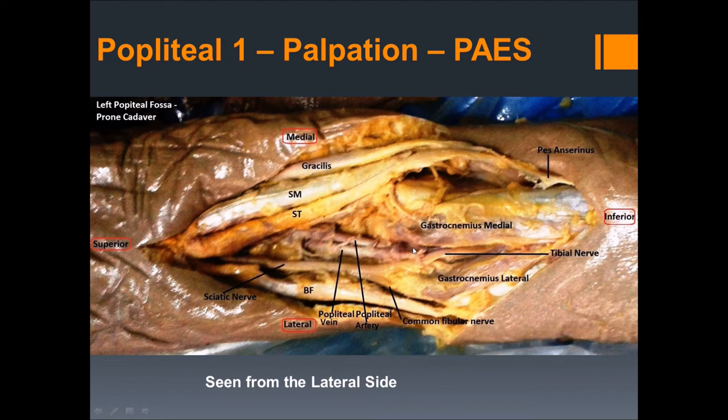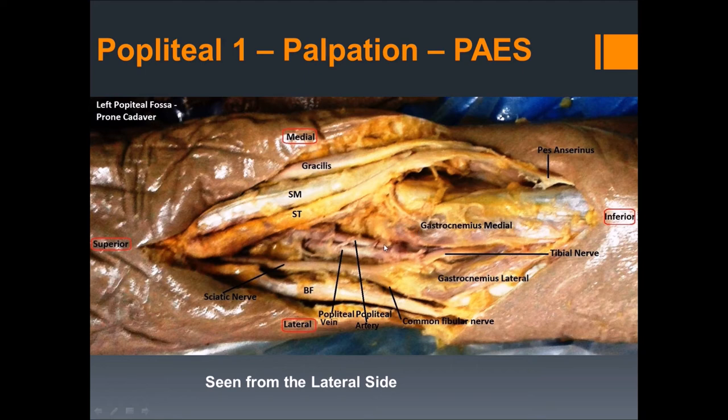But to go a little deeper, the Love and Whelan classification is more detailed, and it describes six types. Type 1 is when the popliteal artery is a little more medial than its normal location, and therefore it gets entrapped by the medial head of the gastrocnemius. In type 2, the medial head of the gastrocnemius is migrated more laterally, and therefore it traps the popliteal artery.